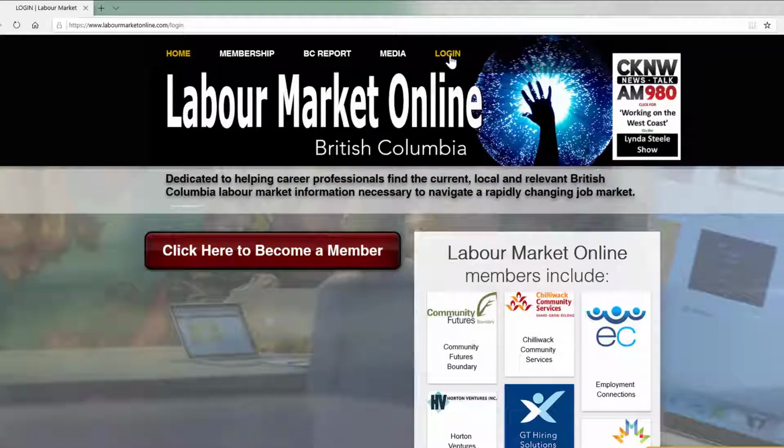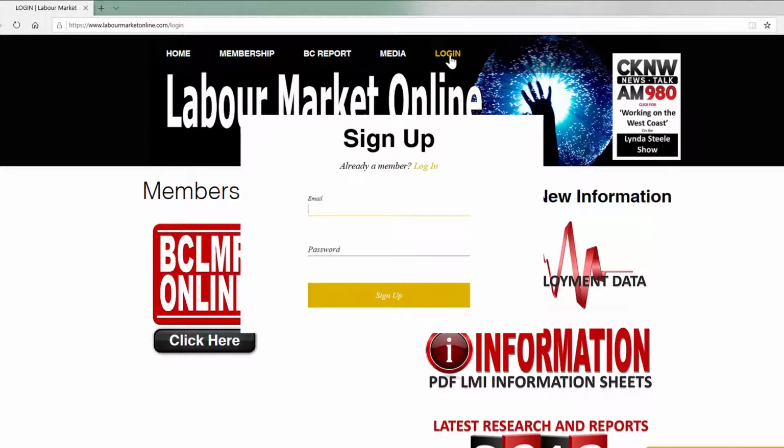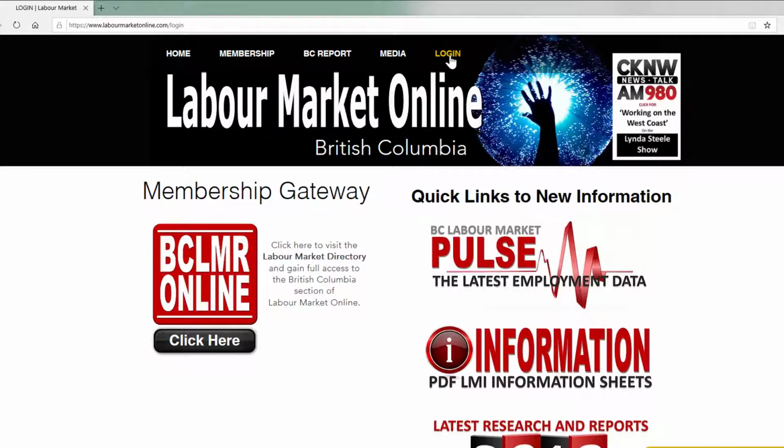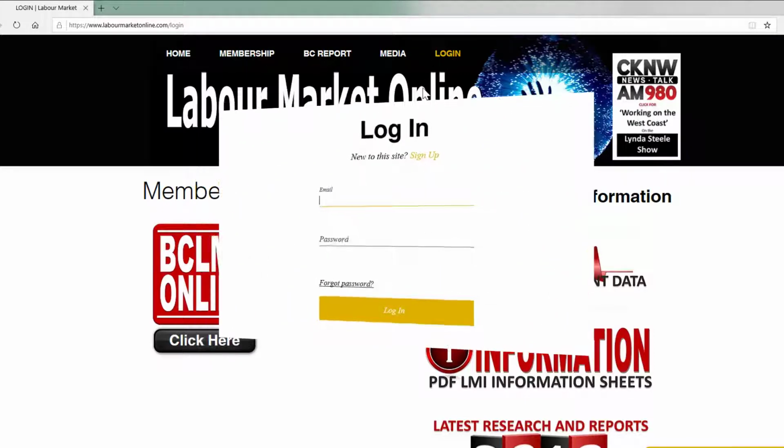Now I'm already logged in, but mostly at this time you'd have an opportunity to either put in your own password and your own email address to set up your profile, or if you're a regular member, you can say already have a password and click on that and immediately get into the website. Then it brings you to our membership gateway site.